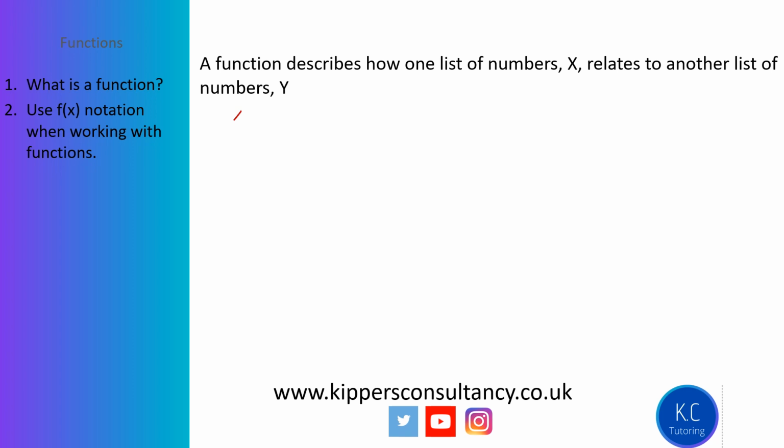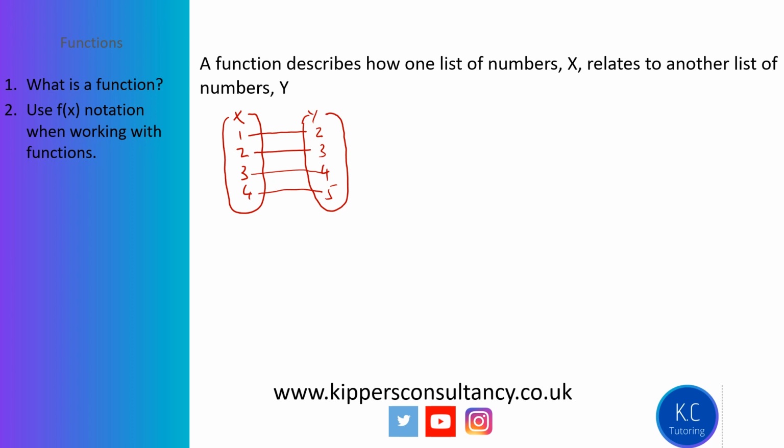Let's imagine we have the following list of numbers 1, 2, 3 and 4. We'll call this list x. Then we have another list of numbers y, which we'll say is 2, 3, 4, and 5. You can see that the list of numbers y is one more than the list of numbers x. The number 1 relates to 2, the number 2 relates to 3, the number 3 relates to 4, and the number 4 relates to 5.